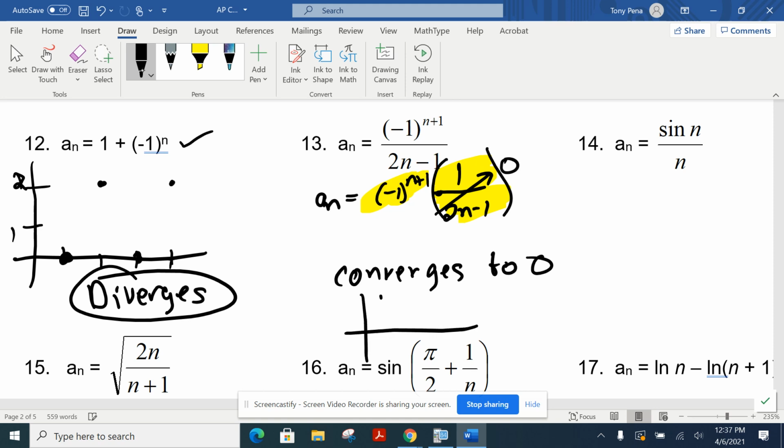If we were to graph it, it's one of the ones that, even though we're bouncing back and forth, we are eventually going to be approaching that x-axis. We're going to converge to 0. Okay?